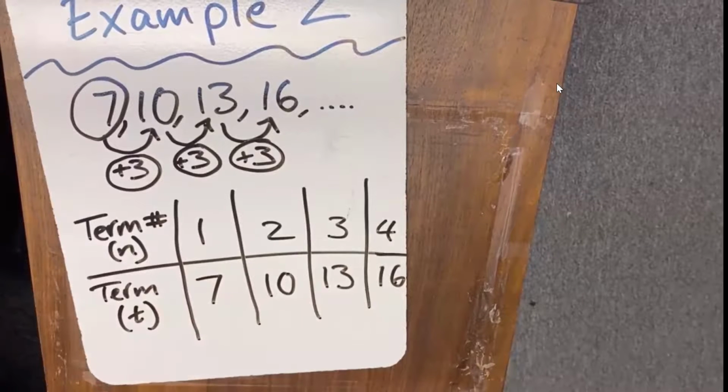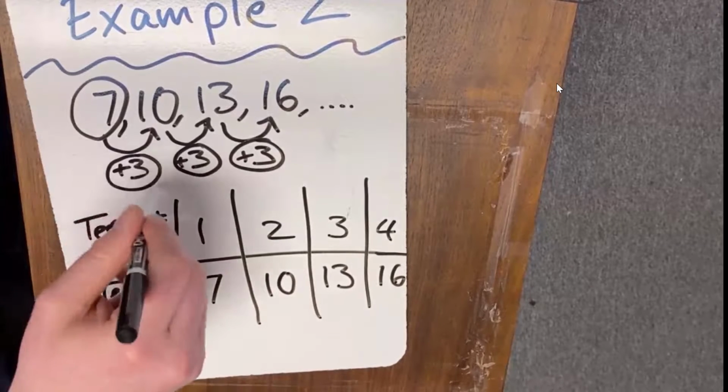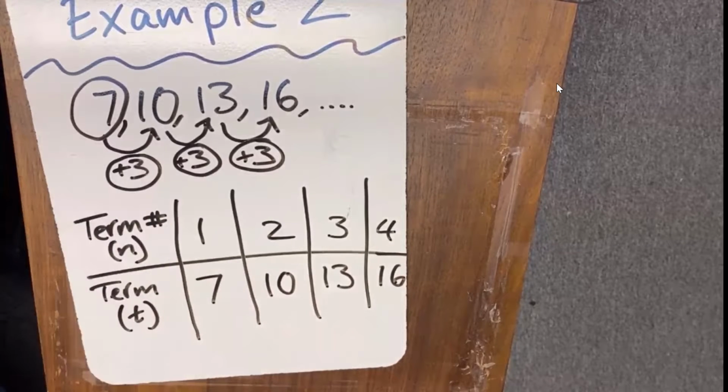So as they explain it in their explanation on page 402, the terms have a common difference of 3, which we figured out right there. The difference is 3 times the difference of the term number. This suggests that t equals 3 times n. However, you need to add 4 to get the value of t. So t equals 3n plus 4.